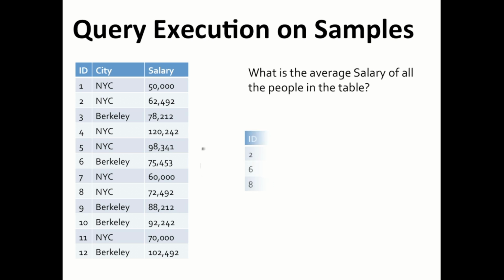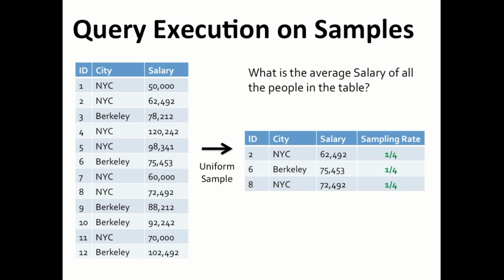Another possible strategy is that I can create a uniform sample of this table. A uniform sample essentially means that each row has an equal probability of being represented in the uniform sample. So in this case, let's say that we create a uniform sample with a probability of 1 by 4, and we get something like this. Now, I can actually compute the average salary of the people from this table. And instead of the exact answer, I can get a somewhat close answer.